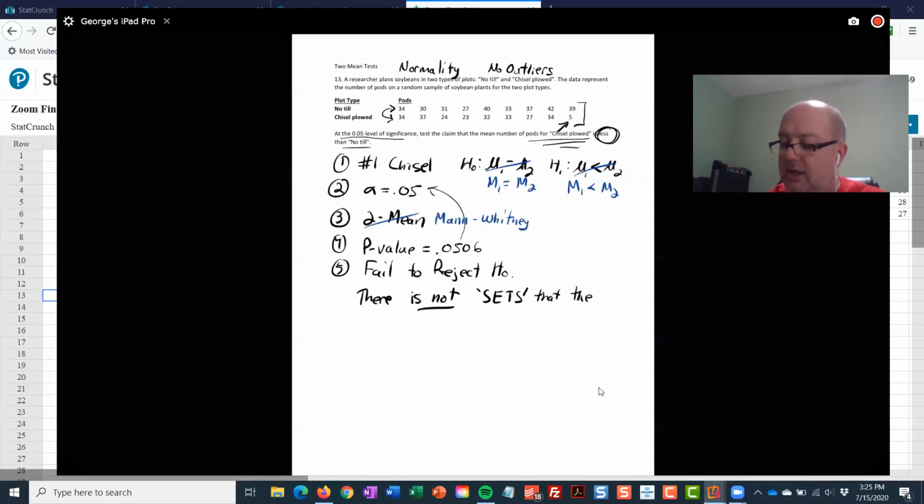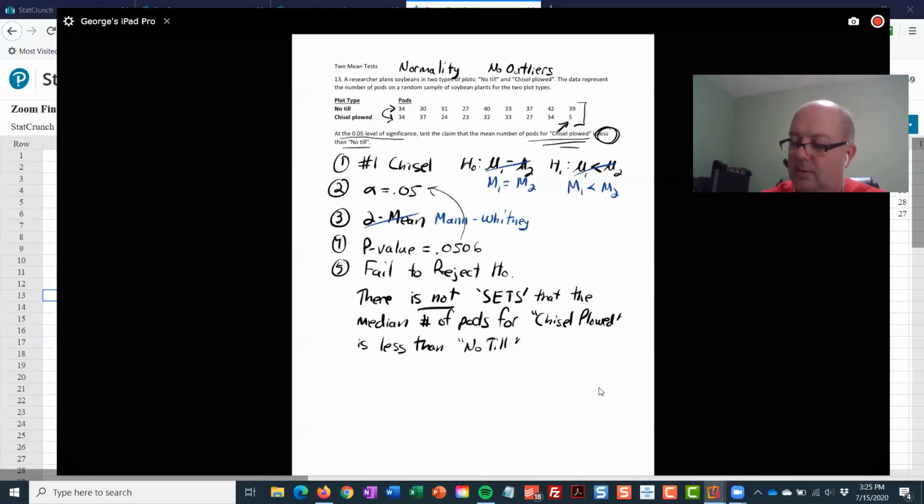the median number of pods for chisel plowed is less than no-till. Now notice, I replaced the word mean in that claim with median because now this is a test comparing medians, not means. Right, let's move on to the other problem.